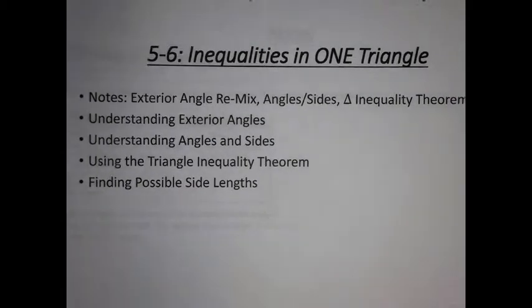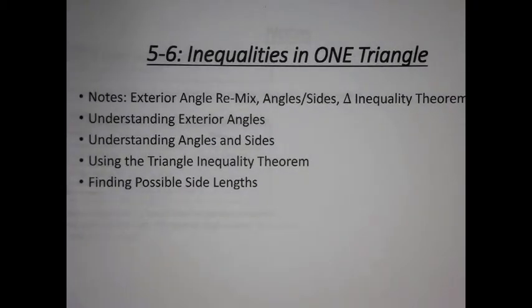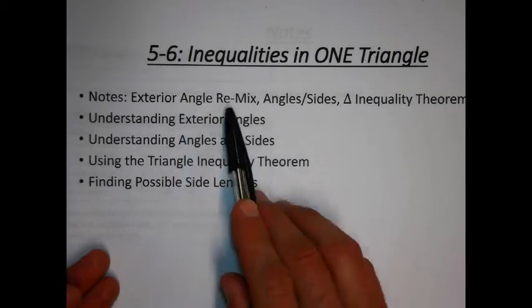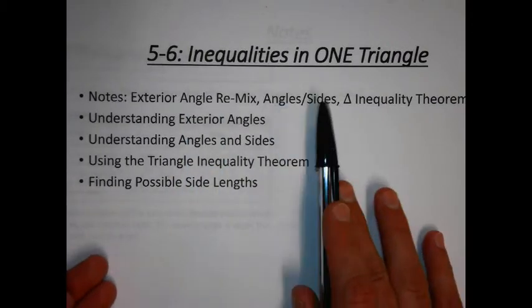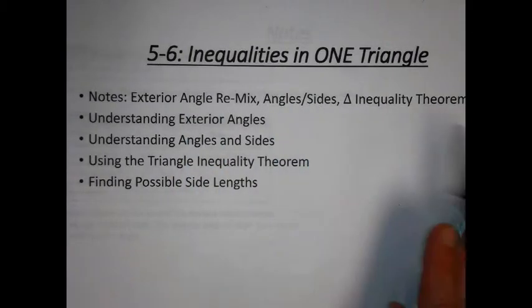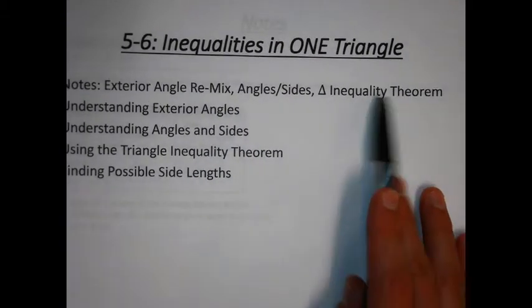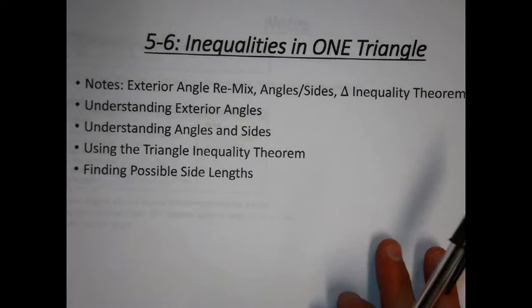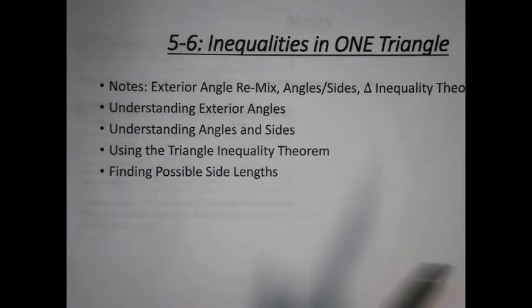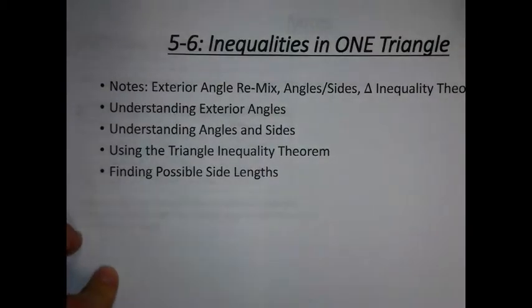Take a look. We're going to talk about the exterior angle theorem again, so we're going to do a little remix. We're going to talk about angles and sides, and we're going to talk about the triangle inequality theorem. So what else do we have to know? We're going to talk about understanding exterior angles, understanding angles and sides, using the triangle inequality theorem, and then finding possible side lengths. We'll do some neat stuff. But anyway, let's get started with notes.